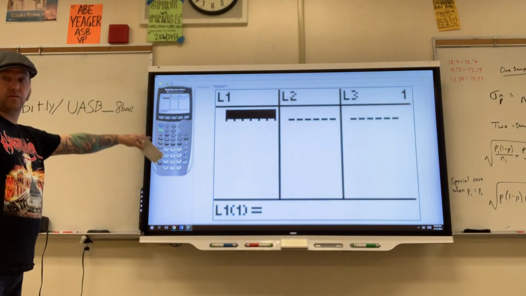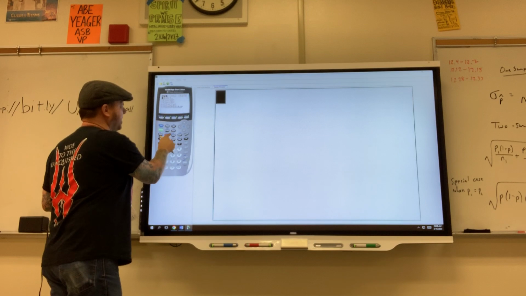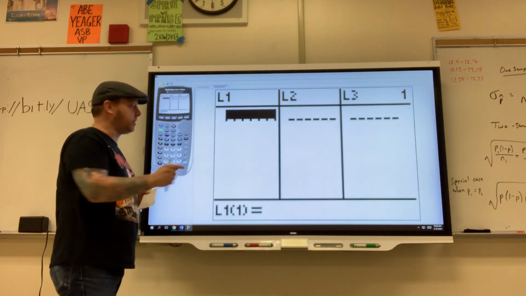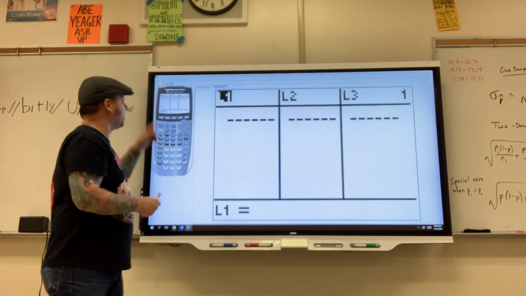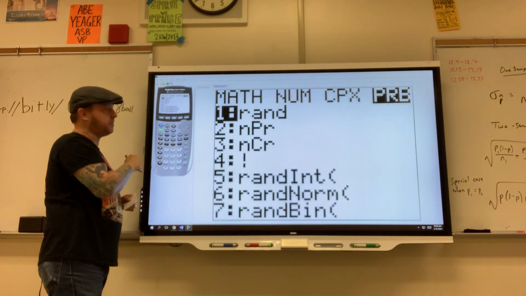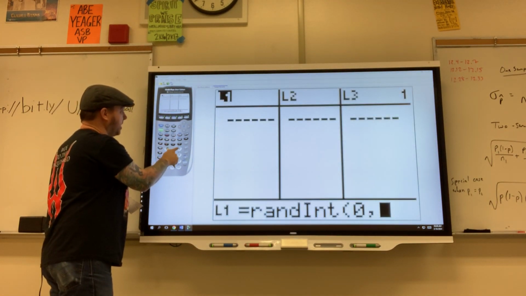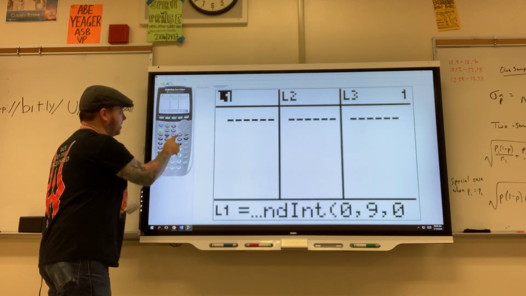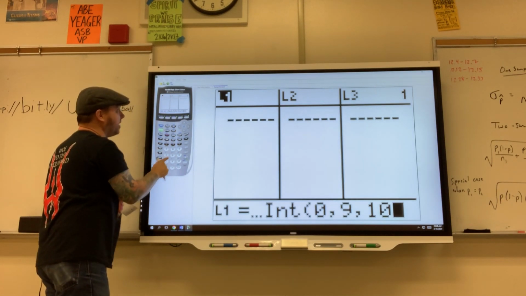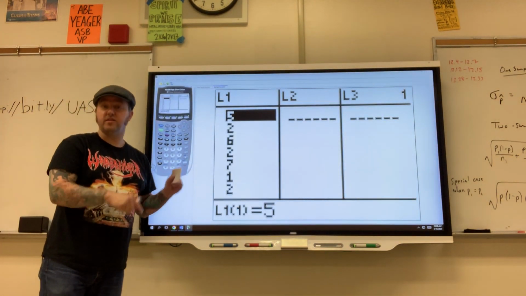Let's go to our calculators. We're at our list screen. If you don't know how to get to the list screen, hit Stat, Edit, and there it is. So I want 100 random integers from 0 through 9. So highlight list 1, hit Math. Go over to probability. Random integer is number 5. We're going to type in 0, 9, 100. Enter. And there it is.